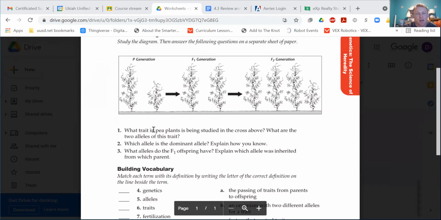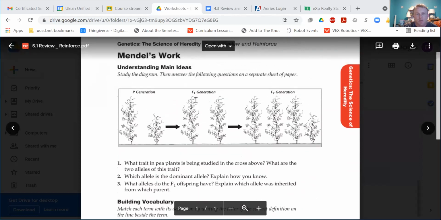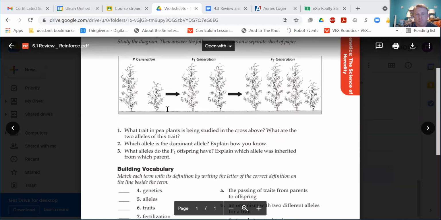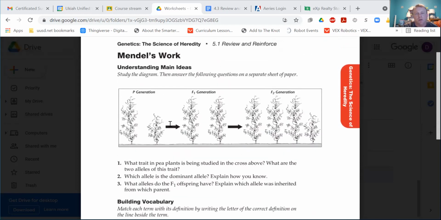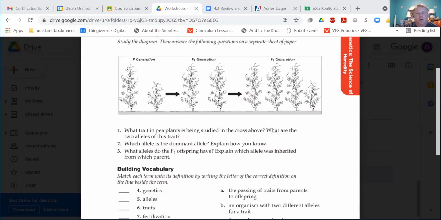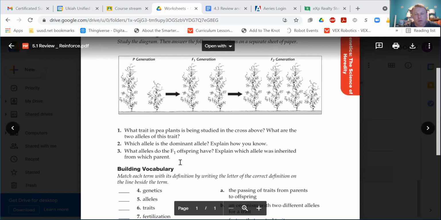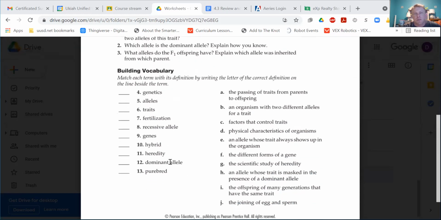So it says, what trait in the pea plants is being studied in the cross above? Okay, so what are we looking for? What are the 2 alleles of this trait? Well, we could take a look. Number 2, what allele is the dominant allele? Explain how you know. What alleles do the F1 offspring have? Explain how alleles were inherited from the parent. And then you have to answer the vocabulary words. Those are all in the PowerPoint that I just showed you.